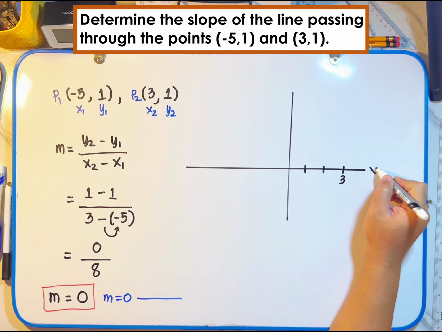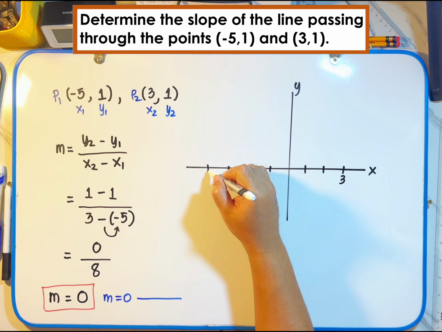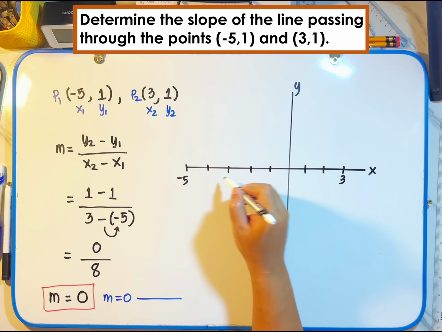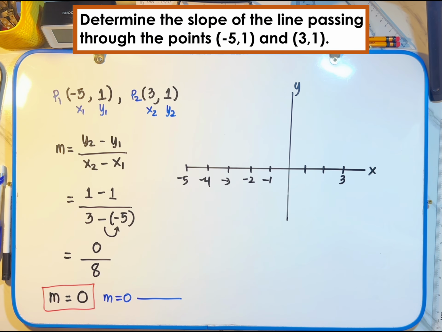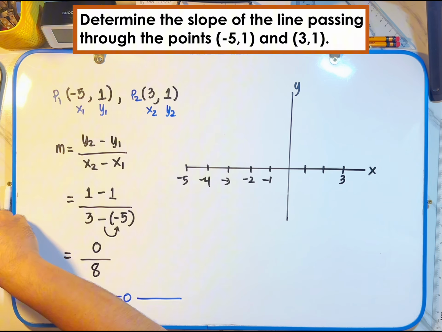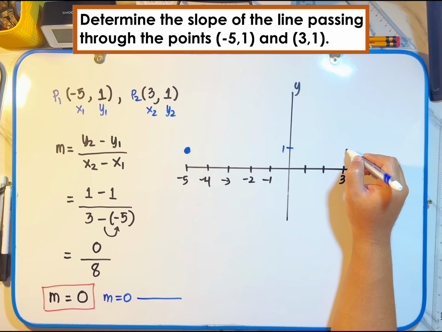Let's say this is 3, x, y. Say this is negative 5, negative 1, negative 2, negative 3, negative 4. Okay, so let's begin plotting points. First, let's start with point 1. Point 1 is negative 5, 1. So when x is negative 5, y is 1. So assuming this is 1, that point is right here. While the other point is 3, 1. When x is 3, y is 1. So that point is right here.